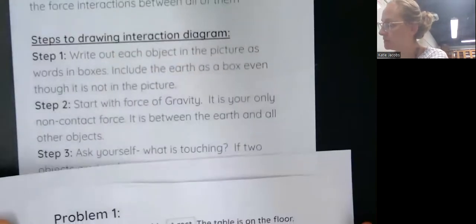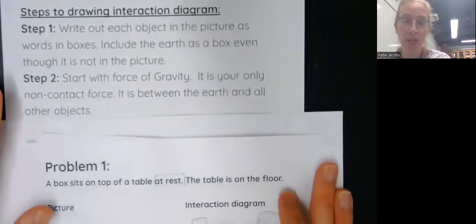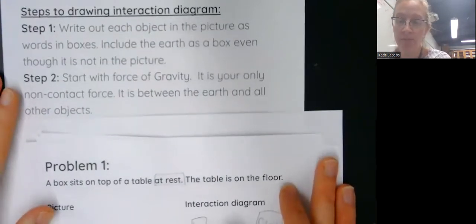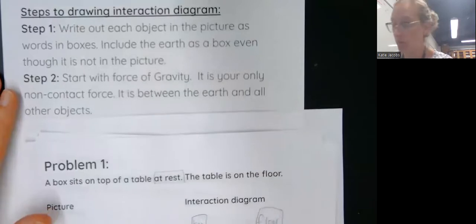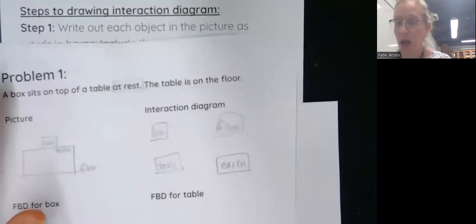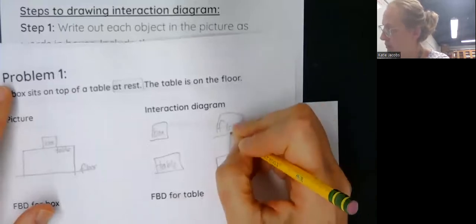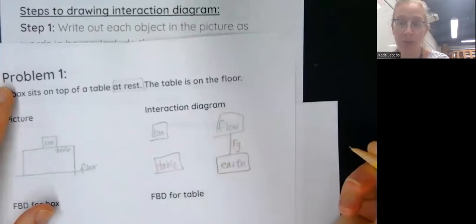Step two, start with the force of gravity. It is the only non-contact force, and is the only force between the earth and all other objects. So I'm going to draw a line. When I say start with the force of gravity, I mean you're going to draw a line between the earth and each object. So the earth and the floor, and we're going to label that as FG.